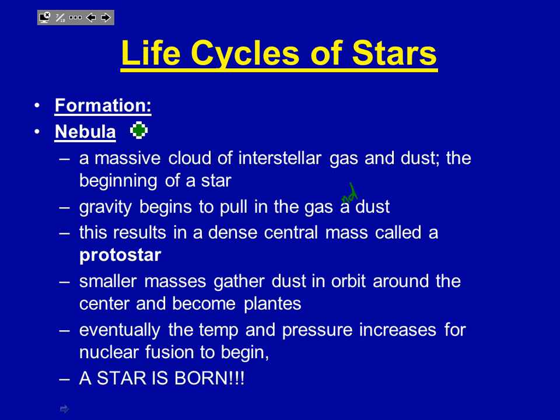Again, I wrote these myself, which means there's potential for lots of grammatical ugliness. Again, I mentioned some smaller masses can gather in orbit around the center, and those become planets. We've talked about the planets in our particular solar system.